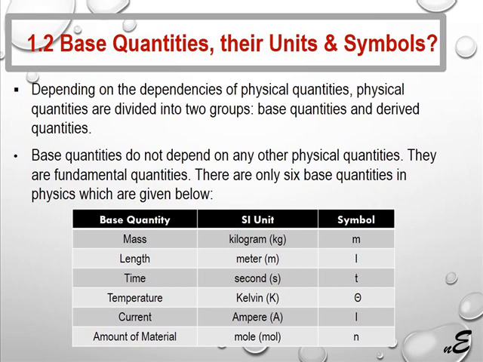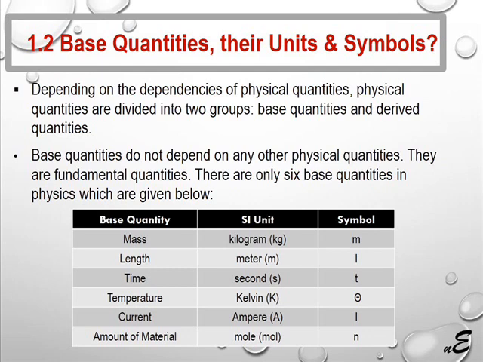SI unit of mass is kilogram, which is written kg in short. SI unit of length is meter, written in lowercase m in short. SI unit of time is second, and s is the shorter representation of second. SI unit of temperature is Kelvin, which is written as uppercase K. SI unit of current is ampere, written as uppercase A. SI unit of amount of material is mole, written as mol.